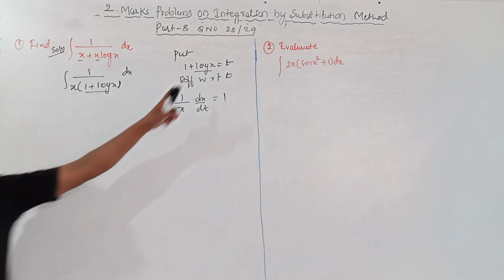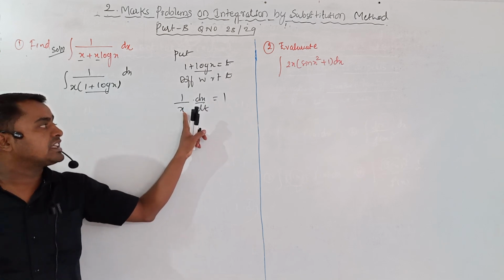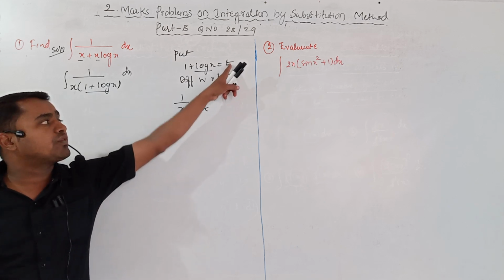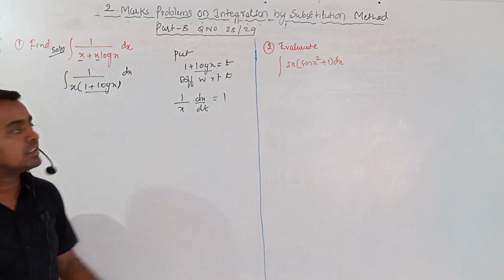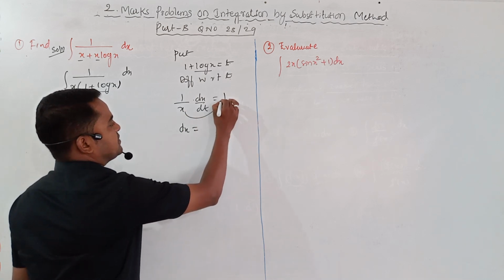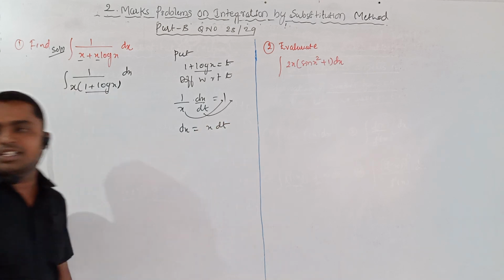So here once again, the derivative of log x is 1 by x, and the derivative of x with respect to t is nothing but dx by dt, which is equal to the derivative of t with respect to t, that is 1. Now dx is equal to x dt.